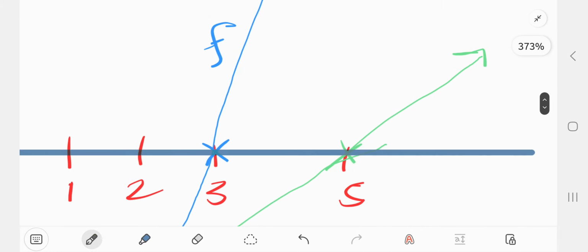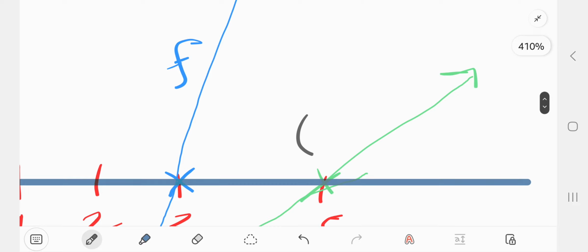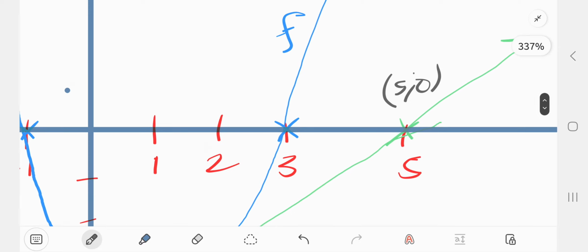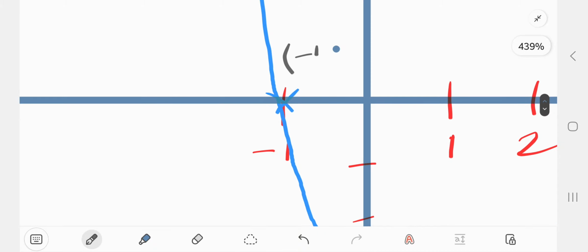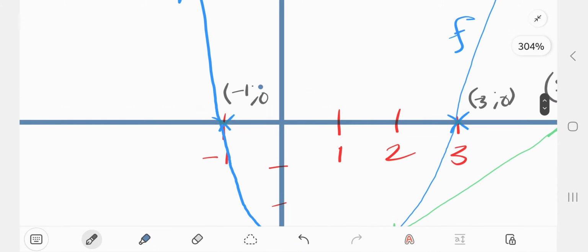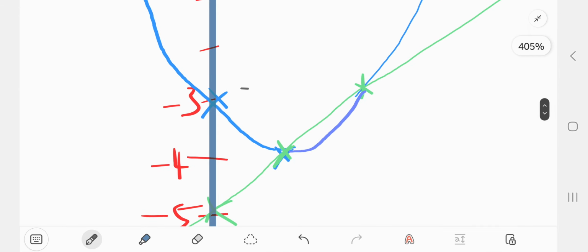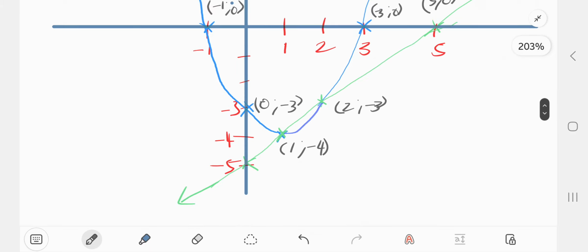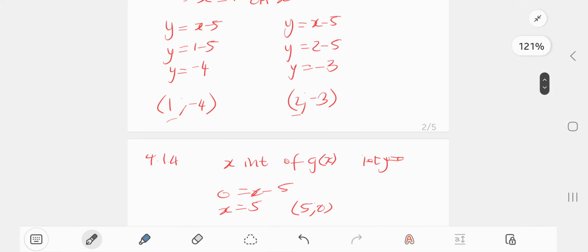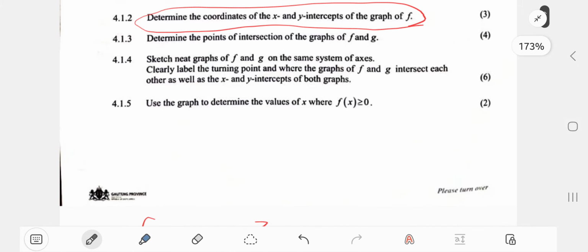So now we can just label our points. So here we have 5 and 0. Here we have what? We have 3 and 0. And then we have here -1 and 0. And here we have 0 and -3. And then here at our turning point, as well as our point of intersection, we have 1 and -4. And here we have 2 and -3, right? So that's what we have there. So we've sketched our graph. So yeah, let's go to the next question, right?